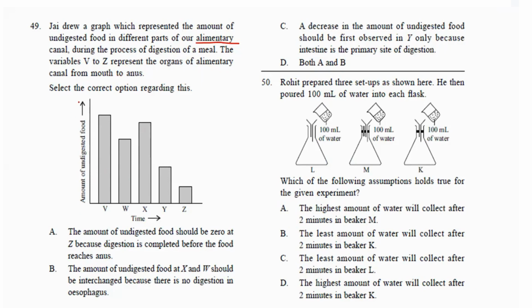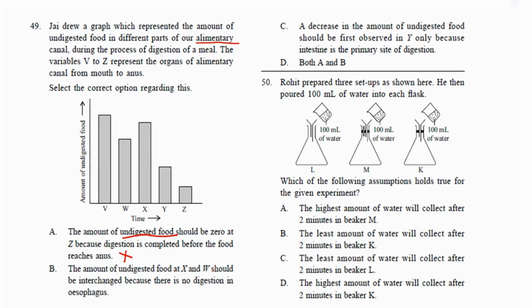This is the amount of undigested food and this is the time. So V, W, X, Y, and Z. The first option says the amount of undigested food should be 0 at Z because digestion is completed before the food reaches the anus. This is wrong. Why? Because if the digestion has been completed, the amount of undigested food should not be at Z, right?